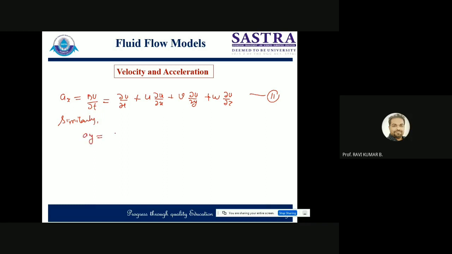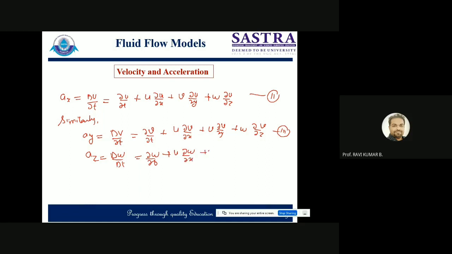So ay can be written as dv divided by dt, which is nothing but dou v divided by dou t plus u dou v by dou x plus v dou v by dou y plus w dou v by dou z. This is equation number 3. Similarly, you can write for z, that is dw divided by dt, equal to dou w divided by dou t plus u. The same expression you will be getting here also.